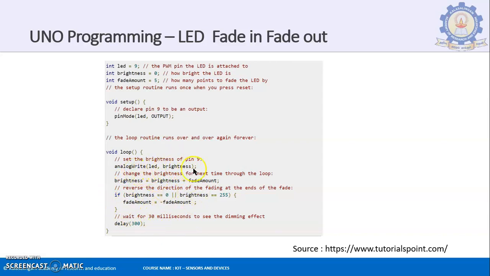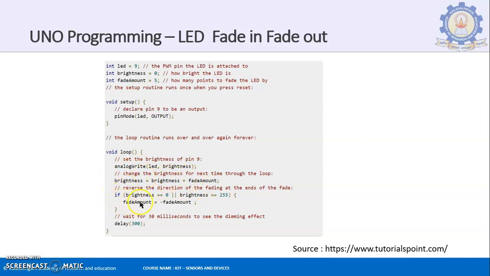So LED comma brightness. What do you mean by that brightness? Brightness is equal to brightness plus fade amount. What is my initial value of brightness over here? Brightness initial value is 0. And what is my fade amount? The fade amount value is equal to 5. So 0 plus 5 over here. So initial condition brightness is equal to 0 plus 5, which is 5.